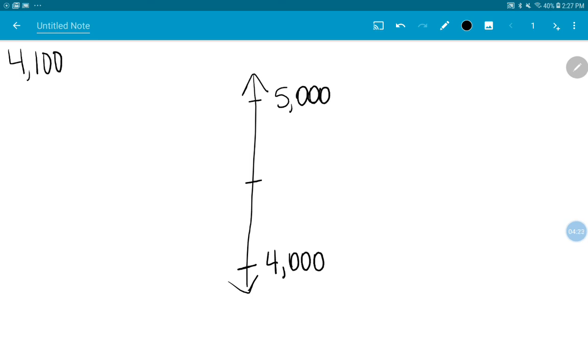What's the midpoint or halfway in between, Jace? 4,500. Perfect. So where does 4,100 go on this number line, Bryce? Right after 4,000. Yeah, just right above 4,000, just a little bit more, 100 more. So I'm going to put 4,100 on there.